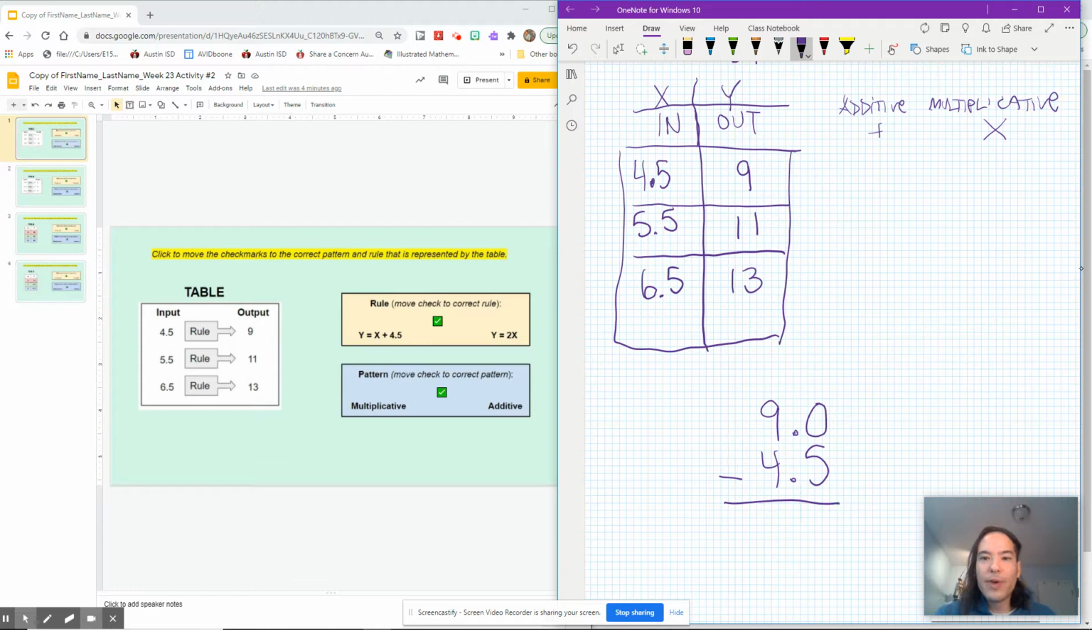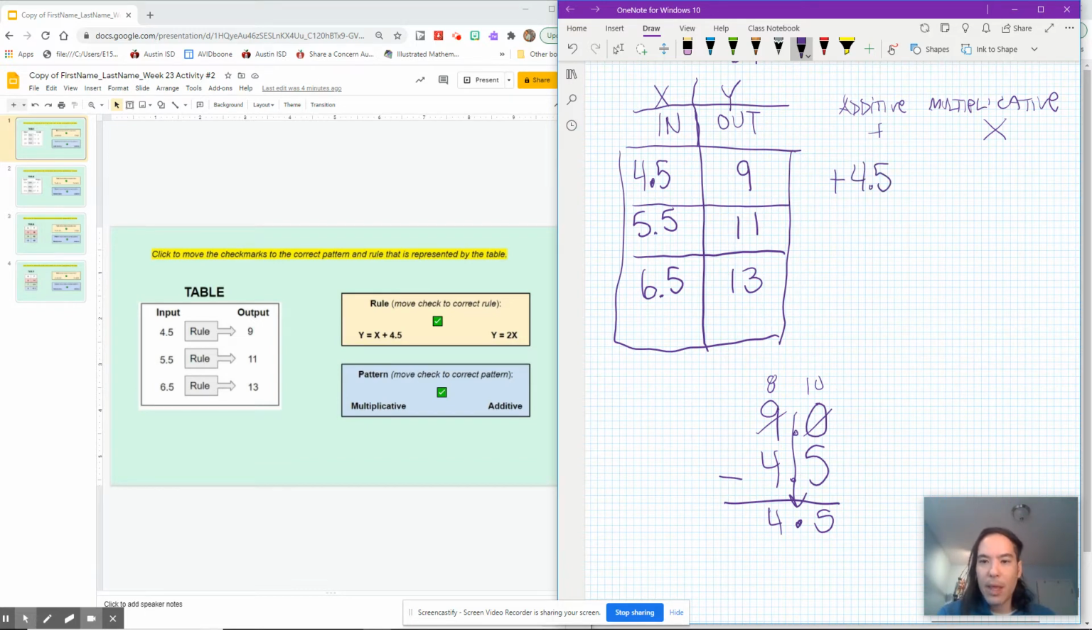So if we're trying to find out what we add to 4 and 5/10 to get 9, we could subtract 4 and 5/10 from 9 to find out. So let's go ahead and borrow. 10 minus 5 is 5, 8 minus 4 is 4. Drop the decimal point like it's hot. So it looks like what we add is 4 and 5/10.